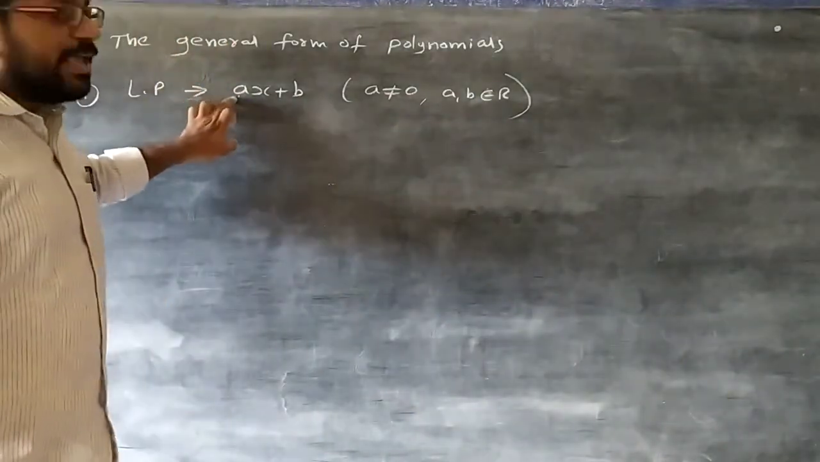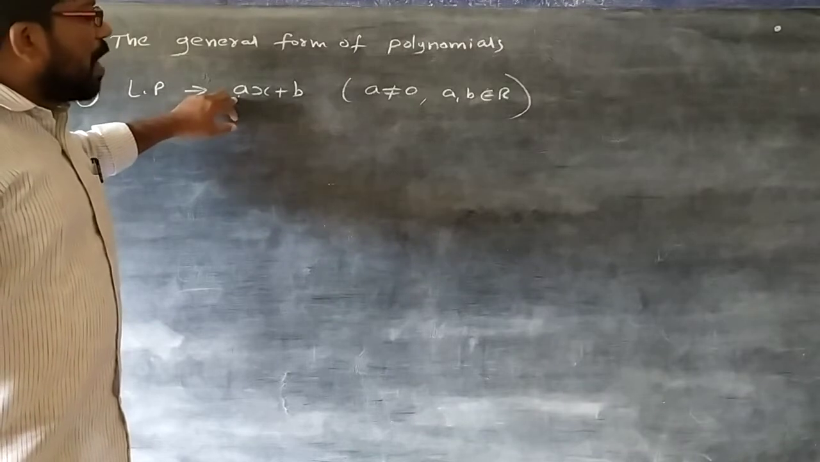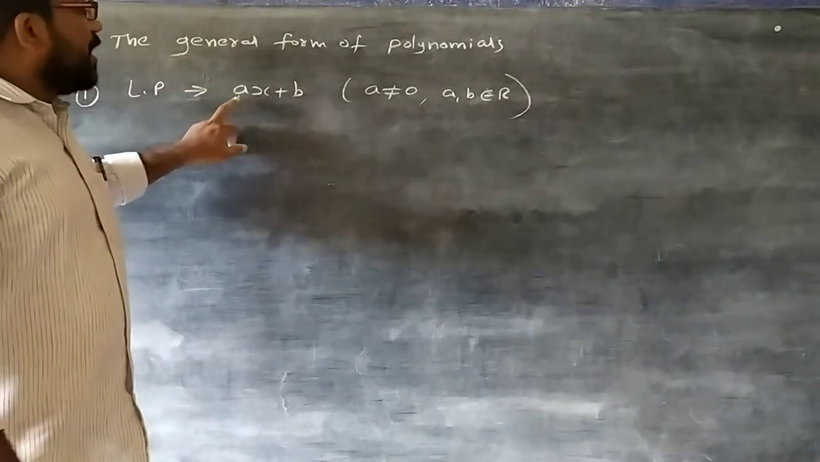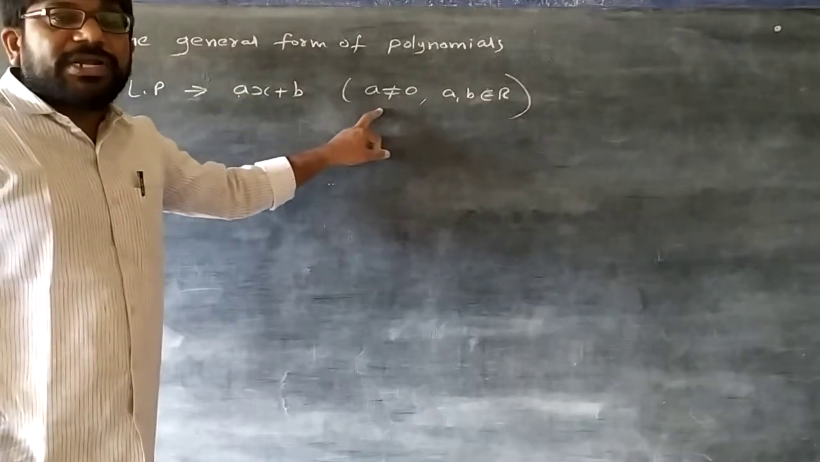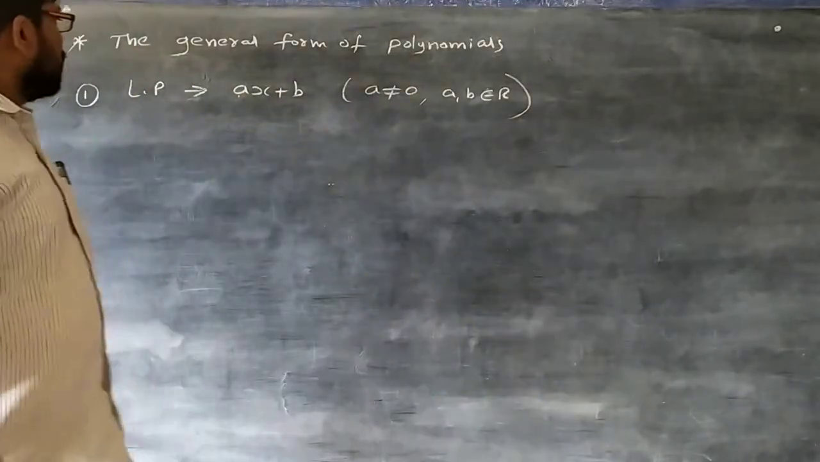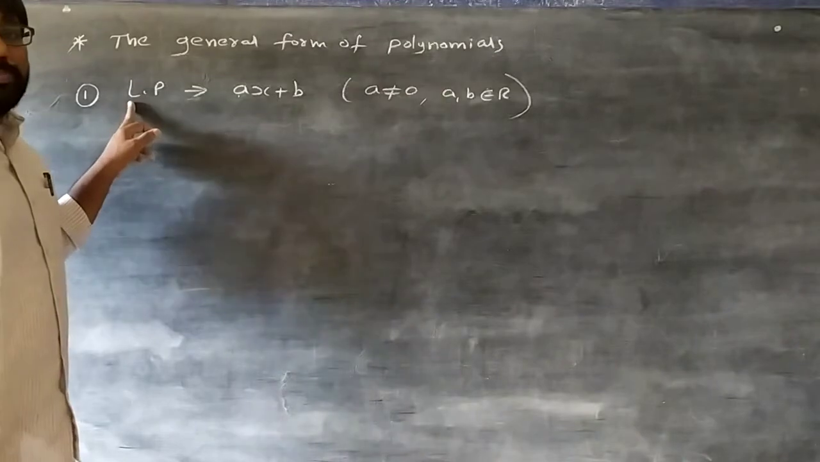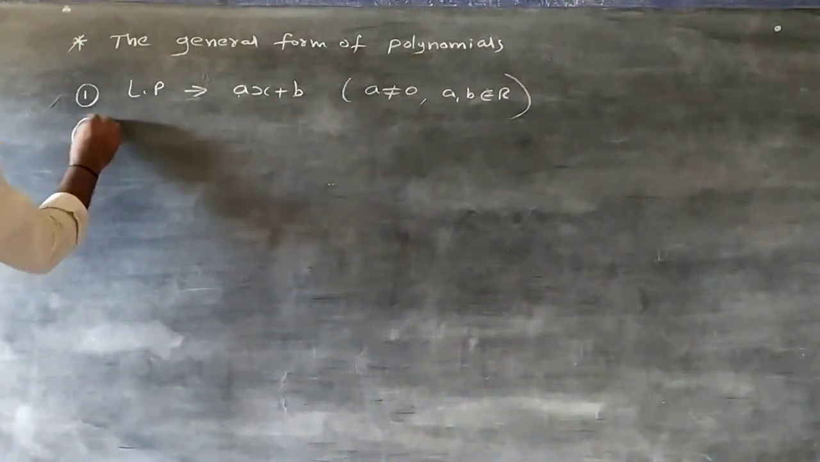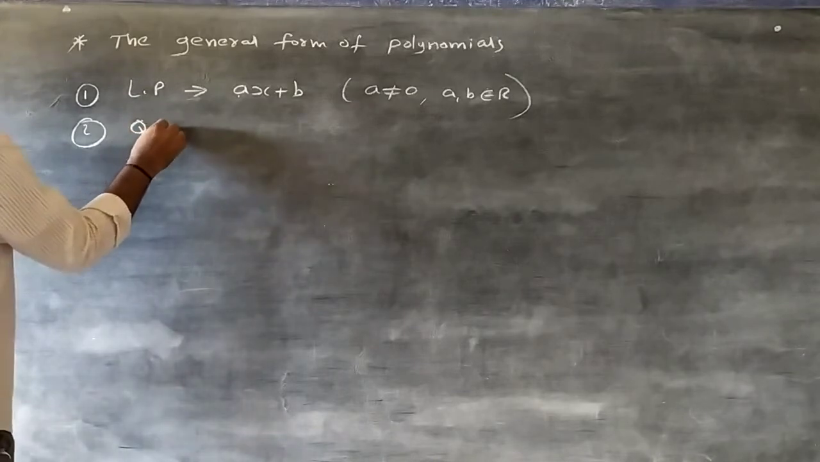Suppose a equals 0, then what do we get? Only b, that is a constant. So a does not equal 0. The condition is a must. Observe carefully. So the general form of linear polynomial is ax plus b, right? And second, quadratic polynomial.